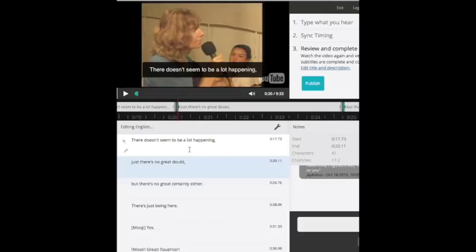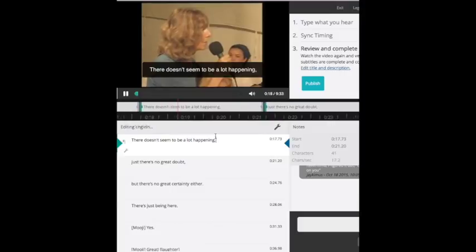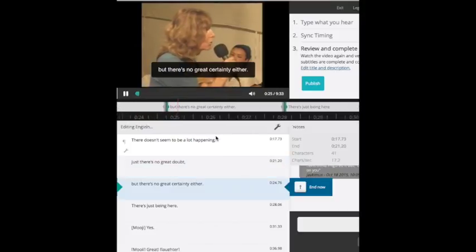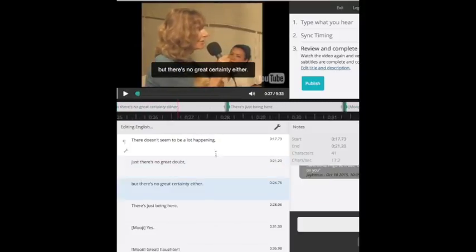So one way that we can do that when we've got a situation like this is to sync on the second word or perhaps another word in the phrase. So we've chosen to sync on the word there's instead. So let's have a look. Seem to be a lot happening. There's no great doubt, but there's no great certainty either.